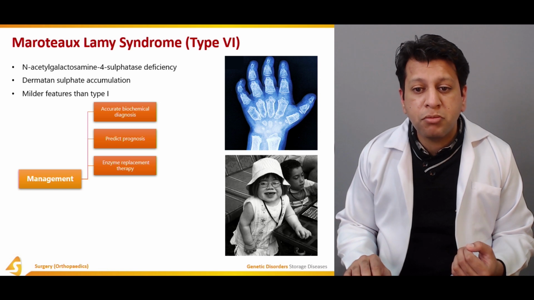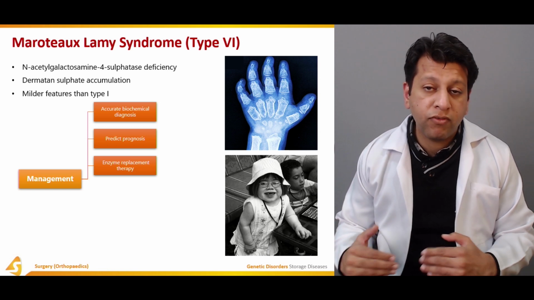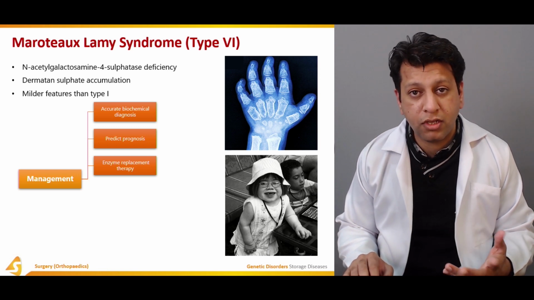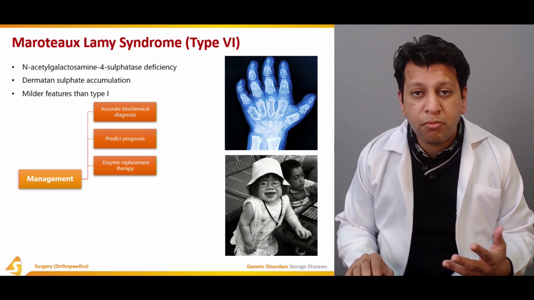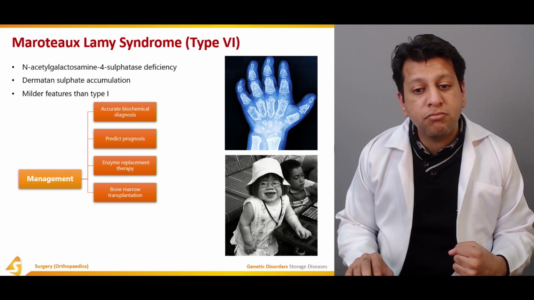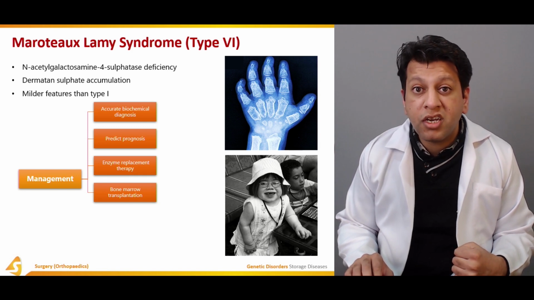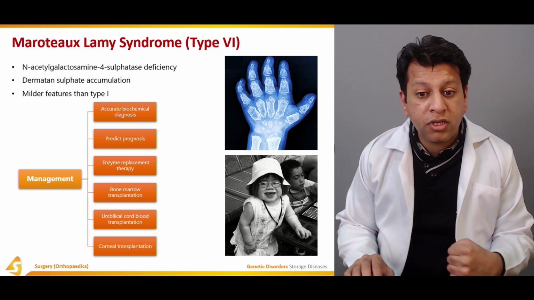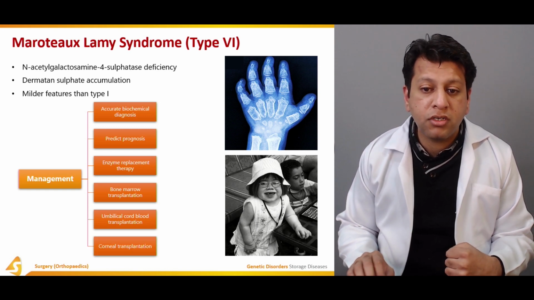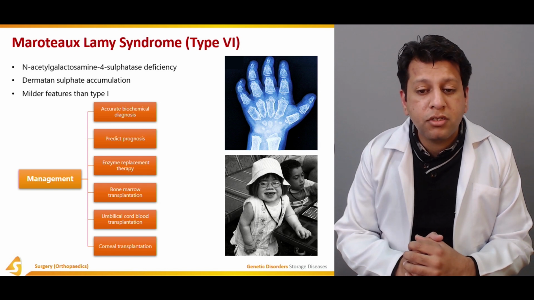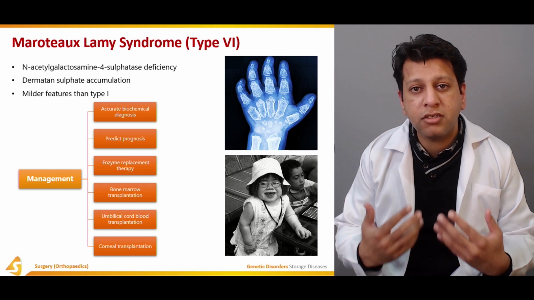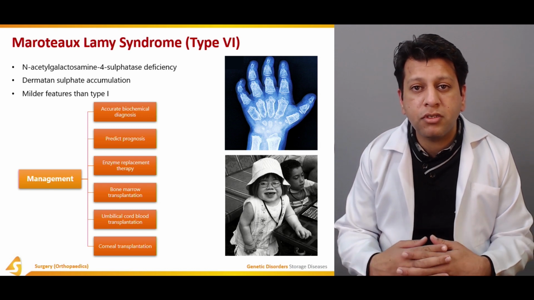Enzyme replacement therapy is the therapy of choice. If that enzyme is deficient, you have to give it, but that's not always the case. Sometimes it's just the complications you have to manage. Other options which have been routinely investigated now are bone marrow transplant, umbilical cord blood transplantation, and corneal transplantation. Sometimes this transplantation has actually improved the prognosis of these diseases.